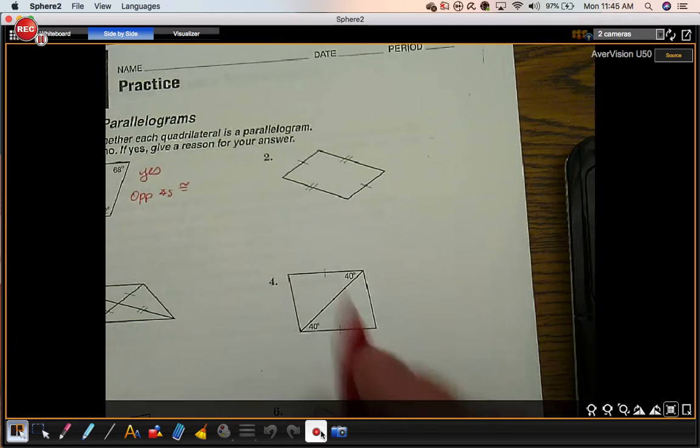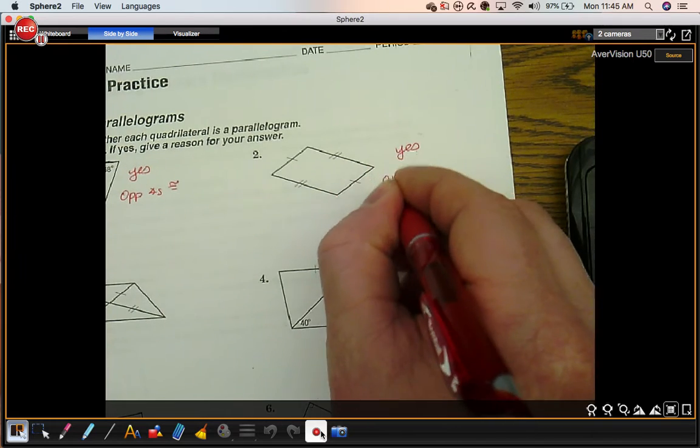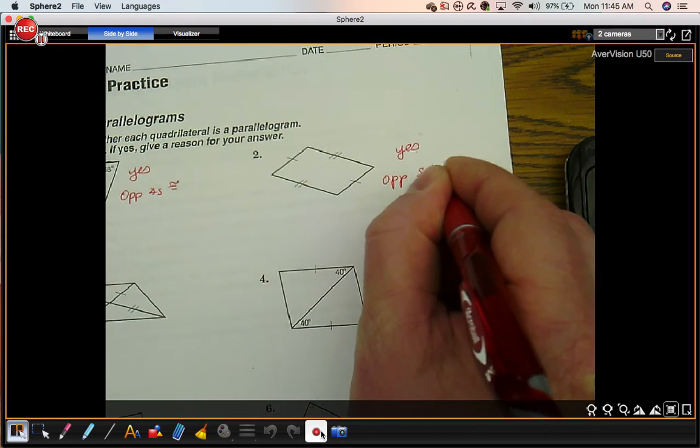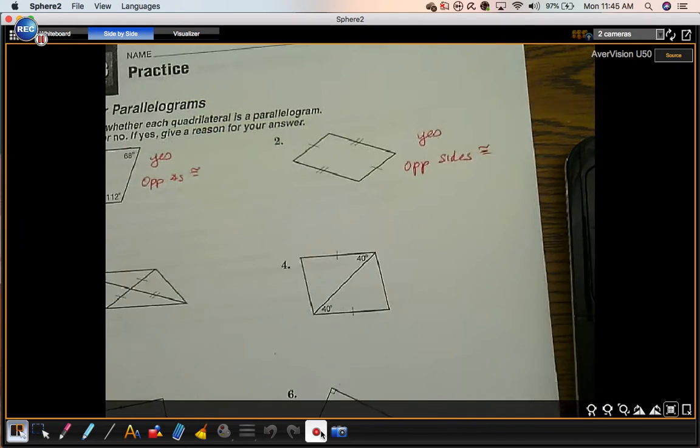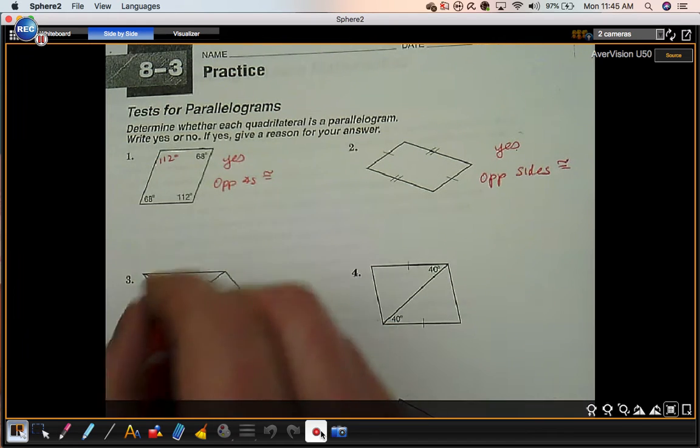Number 2, both pairs of opposite sides are congruent. Number 3, these diagonals bisect each other.